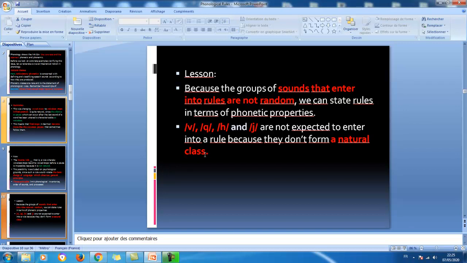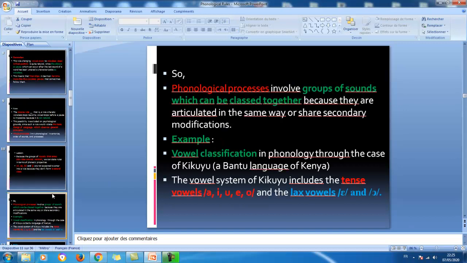Now, from now on, when we want to talk about phonological rules, we have to have in mind a natural class, a group of sounds. And this is what we're going to explain through some concrete examples. So, phonological processes, and through phonological processes we will talk about phonological rules. These involve groups of sounds which can be classed together because they are articulated in the same way or share secondary modifications. This is the definition of a natural class here.